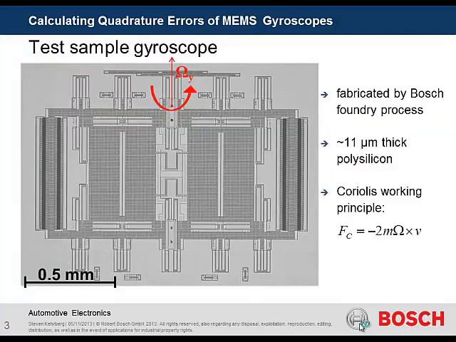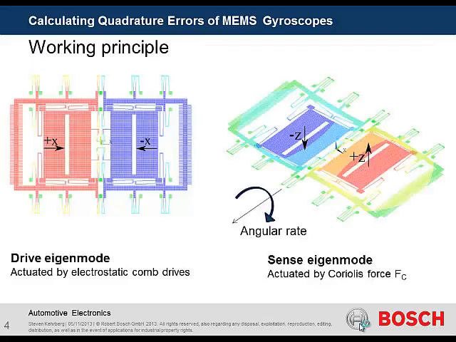So at first, have a look at this test structure. This is a test chamber gyroscope that can measure angular rate around the y-axis. It is made by the Bosch foundry process, so thereby it is made of polysilicon and is about 11 micrometer thick. We do use here the Coriolis working principle, so therefore we have 2 masses, and as you see here, we not only need masses, we need a velocity, so these masses should move, and therefore we use a resonant working principle.